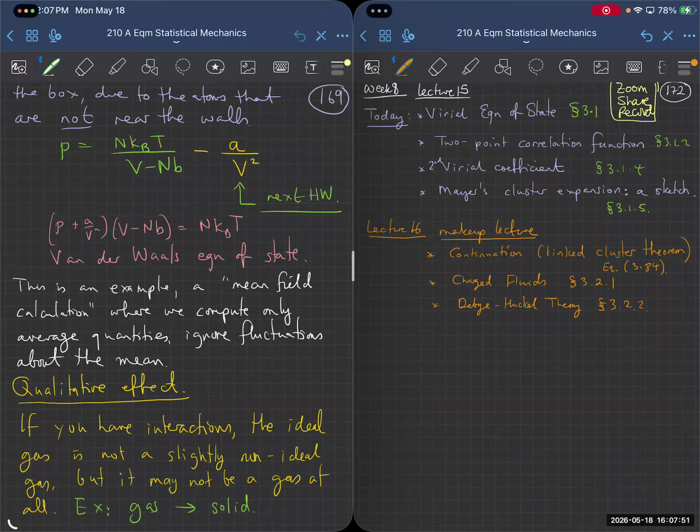Then we will have a continuation lecture after this lecture, which will discuss how the systematic method fails, and we will talk about charged fluids and tell you about a really interesting way of dealing with charged fluids, which comes from mean field theory and is known as Debye-Hückel theory.